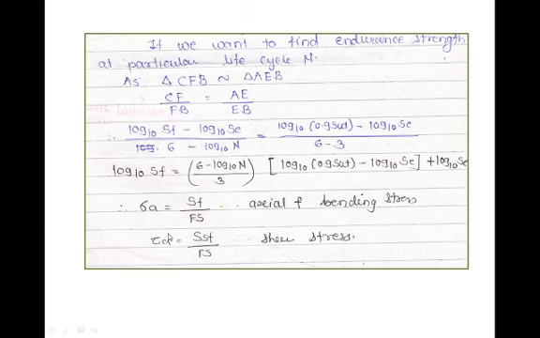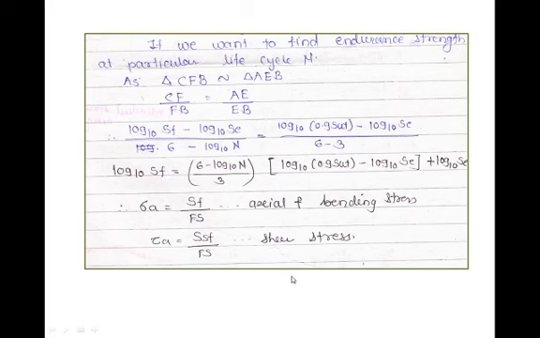Now sigma A is equal to SF by Fs, which is the endurance strength, and tau A will be equal to the endurance strength in shear. That will be calculated as 0.5 of SF by using maximum shear stress theory, and 0.577 of SF by using maximum distortion energy theory.